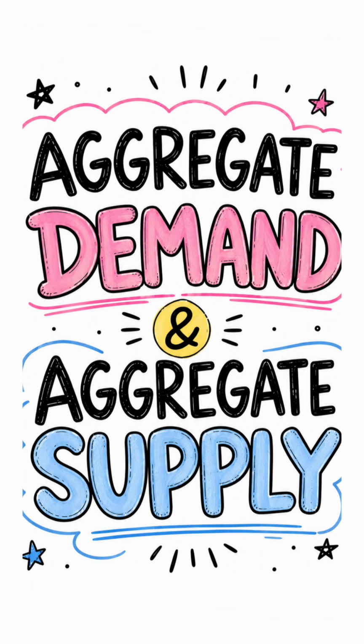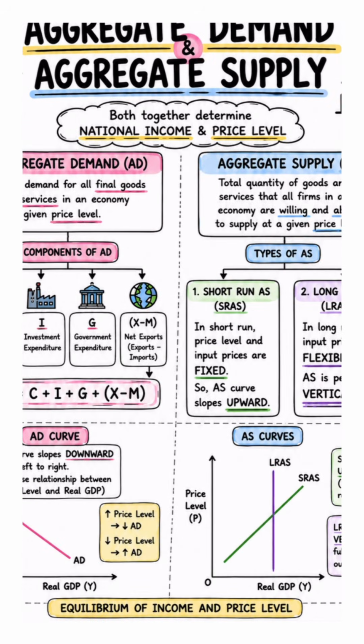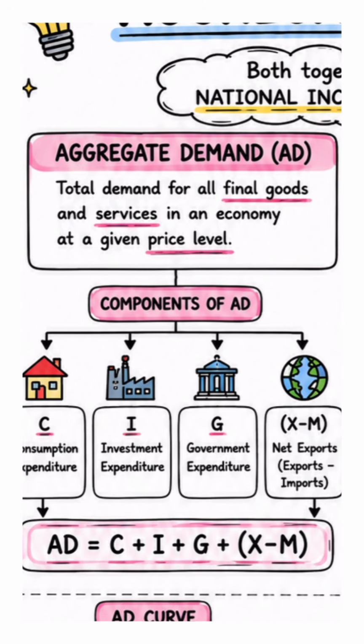Hey everyone, quickly understand aggregate demand and aggregate supply. Both together determine the national income and price level. What is aggregate demand? Aggregate demand is the total demand for all the final goods and services in an economy at a given price level.